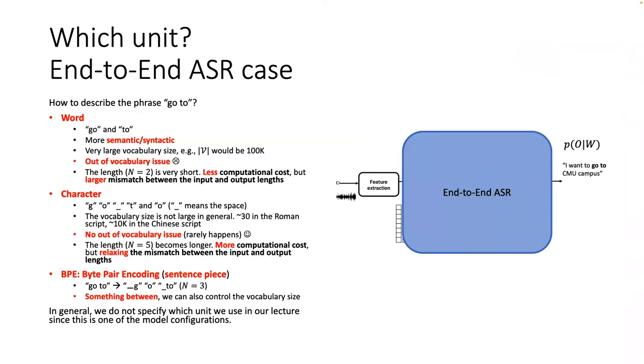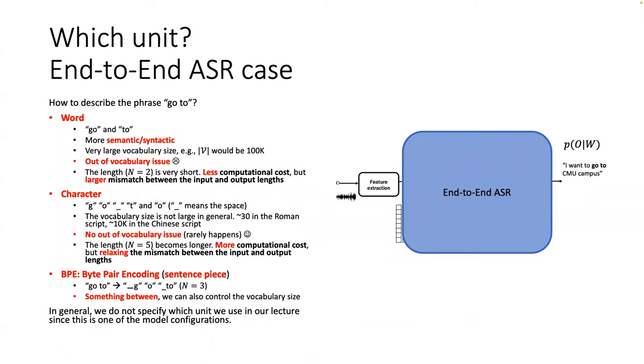Okay, first, in the end-to-end ASR case, as I mentioned, we don't have an internal representation like a phoneme. So the problem is to directly predict, to directly generate the text, right? However, text can be represented in many forms. There would be more, but I list three representative ways to model this text. First, we use the word unit. For example, the phrase "go to" can be considered as a sequence of "go" and "to", and both are words, which is probably more intuitive for people because it's a very semantic representation.